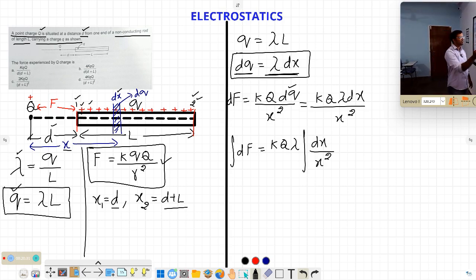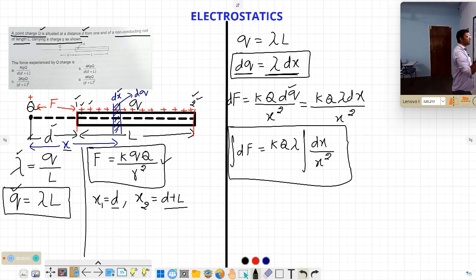Now this is the main part you have to solve. If you solve it, our problem will be solved. What are the limits here? The x value is from x1 to x2, where x1 is equal to d and x2 is equal to d plus l. Up to this, you have to integrate.